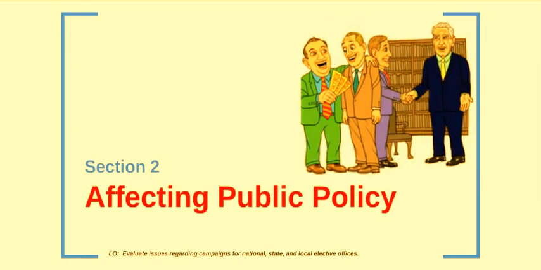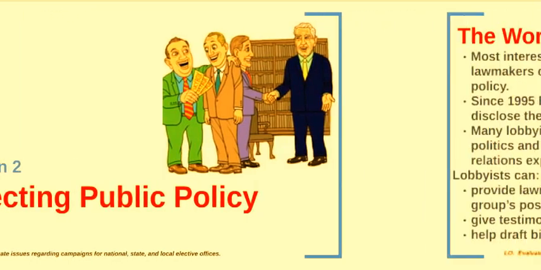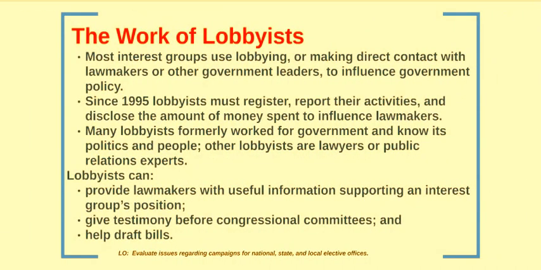Section 2, affecting public policy. The work of lobbyists. Most interest groups use lobbying, or making direct contact with lawmakers or other government leaders to influence government policy. Since 1995, lobbyists must register, report their activities, and disclose the amount of money spent to influence lawmakers. Many lobbyists formerly worked for the government and know its politics and people. Other lobbyists are lawyers or public relations experts.